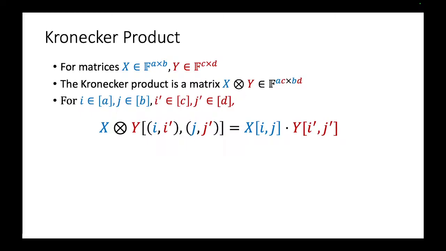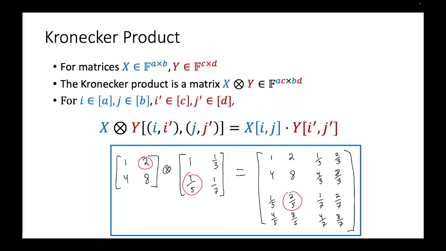For each pair of a row of X and a row of Y, there's a row of the Kronecker product. For each pair of columns, there's a column of the Kronecker product, and the entry is the product of the entries. So here's an example, and for any pair of an entry from one and an entry from the other, there's an entry whose value is the product of those entries. If you're more familiar with tensor products, this is the tensor product, but then you flatten it down to a matrix at the end instead of letting it grow in dimension.